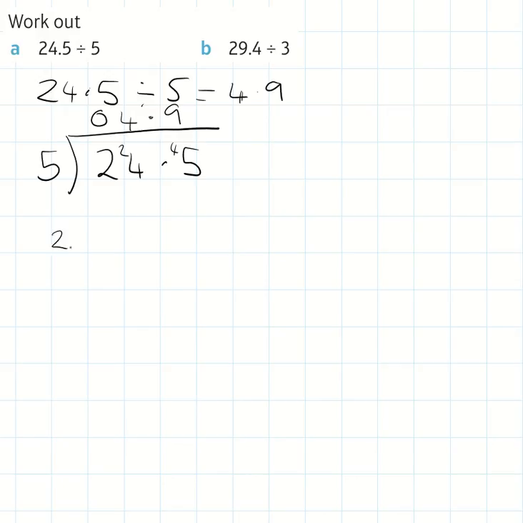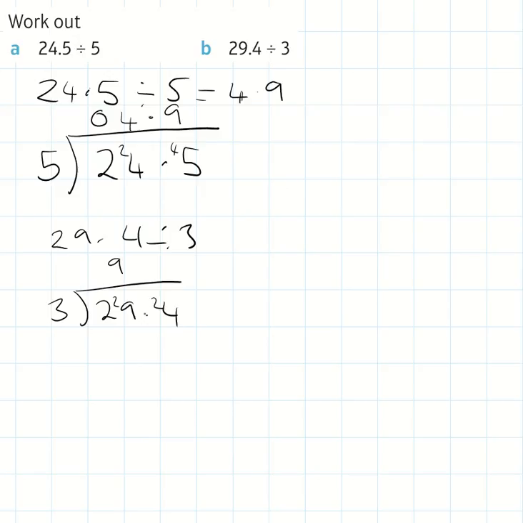So I've got 29.4 divided by 3. So I'm going to set this up as bus stop again. So 3 on the outside, 29.4 on the inside. 3s into 2 don't go, remainder 2. 3s into 29, well, 3 times 9 is 27, so 9 goes there, and I've got remainder 2.